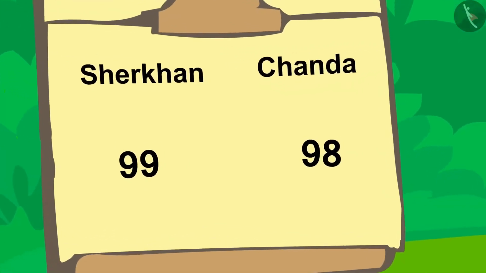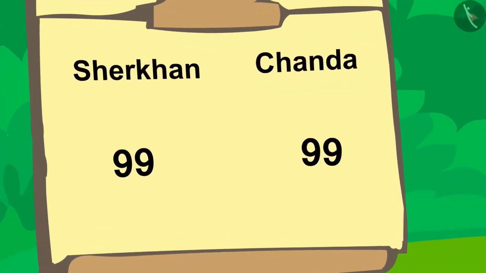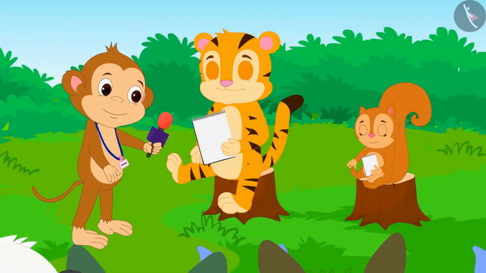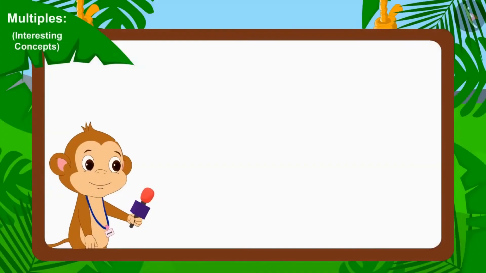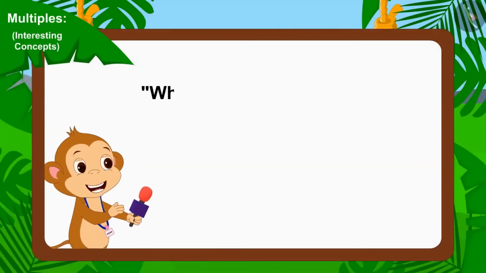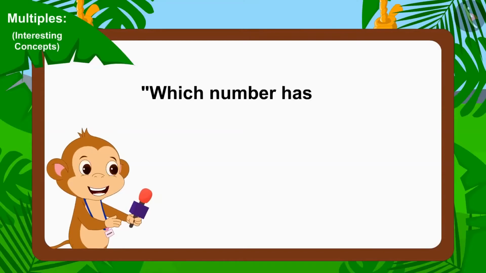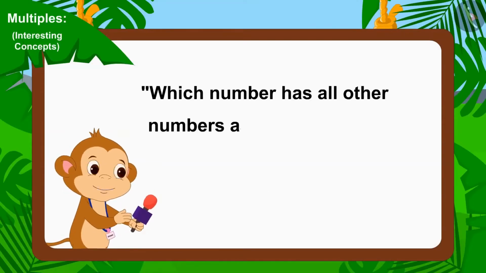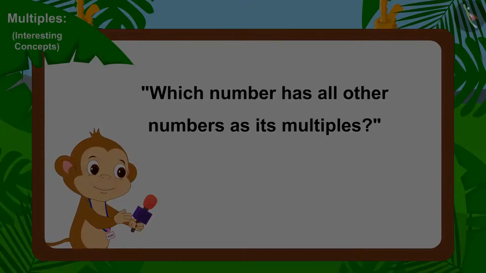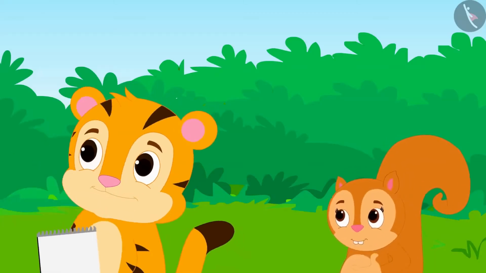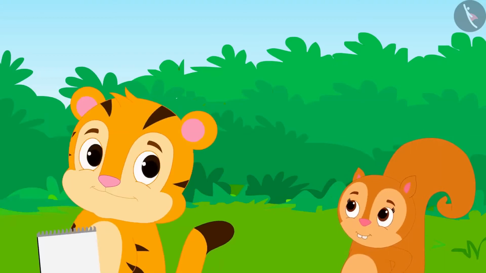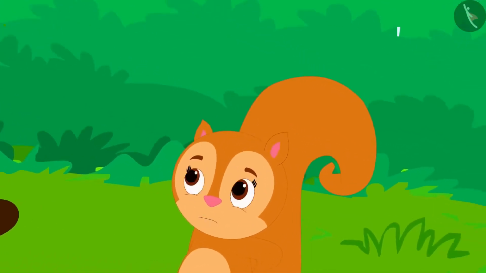Once again, the scores are equal. Now, let us see what the last question of the competition is. The next question is, which number has all other numbers as its multiples? Sher Khan immediately replied, 1. And Chanda replied, It is not possible. There is no such number.